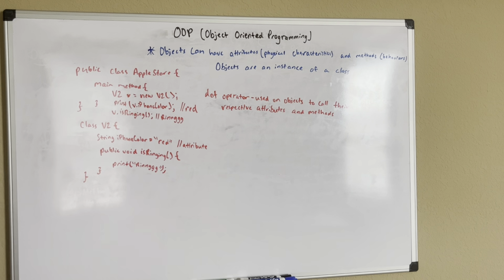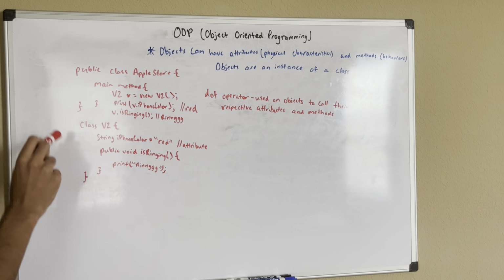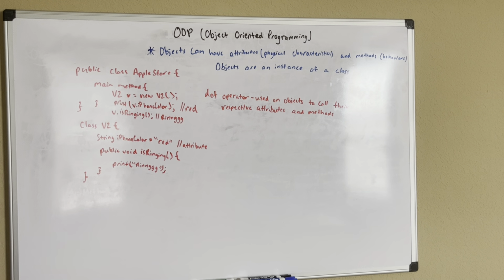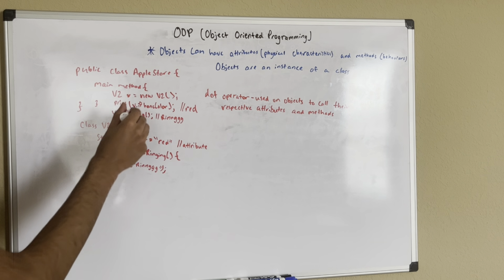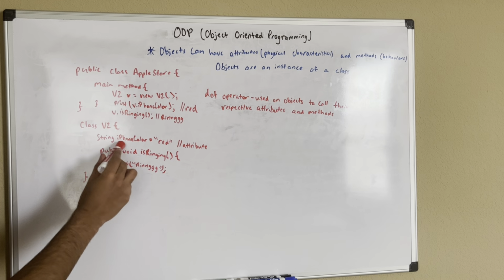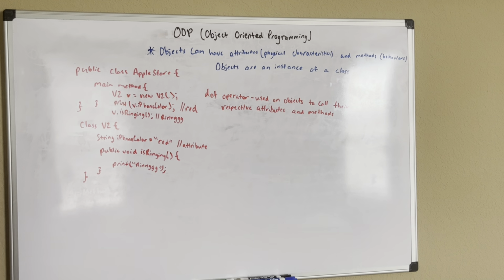Remember, we can initialize an object. We called the object v. So that's the object name. This is a class it's referencing. And then we use the new keyword to initialize the object. So that's the object initialization. Then we use the dot operator to call the respective object's attributes and methods. So this is its attributes, that's its method, and that's going to print red, and that's going to print ring.